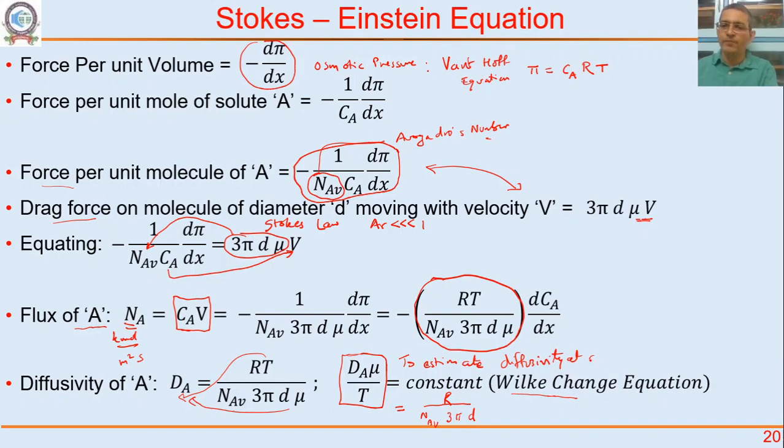So if I give you diffusivity at, let's say, 30 degrees centigrade and I ask you the diffusivity at, let's say, 50 degrees centigrade, then I can relate from this equation. All I have to worry about is the temperature difference and the viscosity of the medium. It is the drag force exerted by the medium. So this mu is the viscosity of the medium.